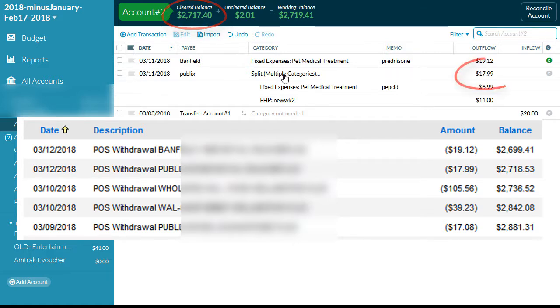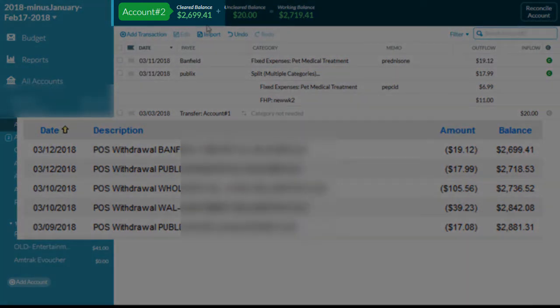So now I'm going to look at the next transaction in YNAB, and that was $17.99. I'm going to go back to my bank account, and I do see a transaction for $17.99. So I'm going to go ahead and click the gray C to make it green for cleared. There's a C for cleared. And now the cleared balance is $2,699.41.